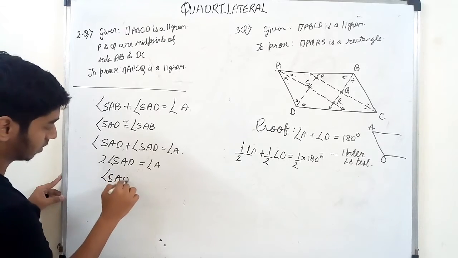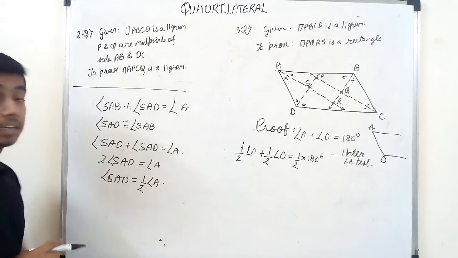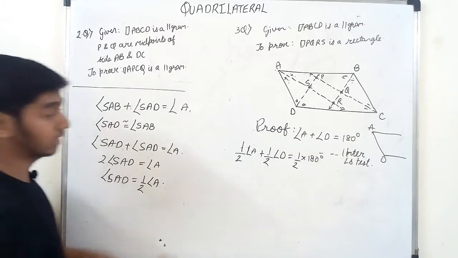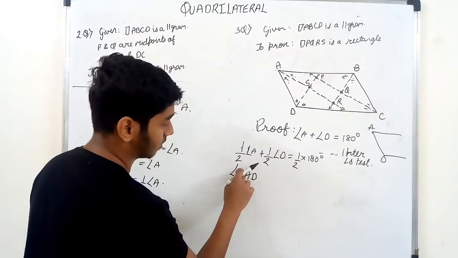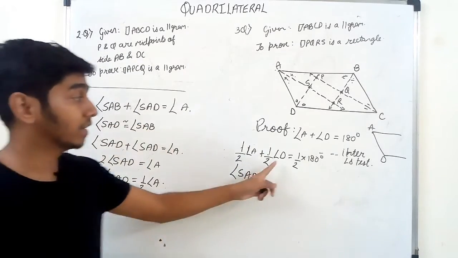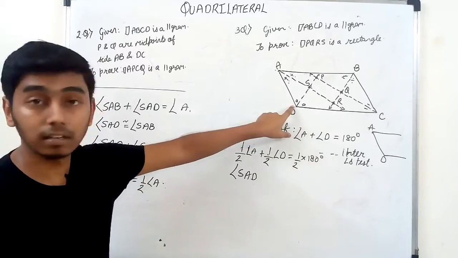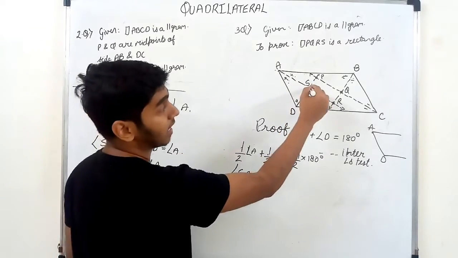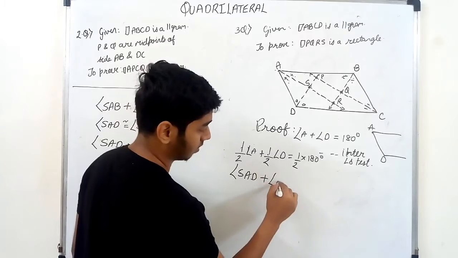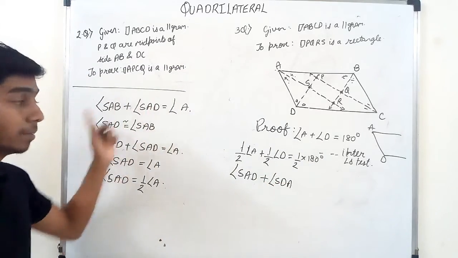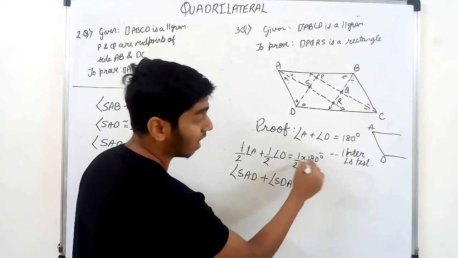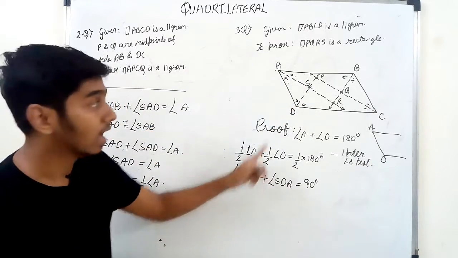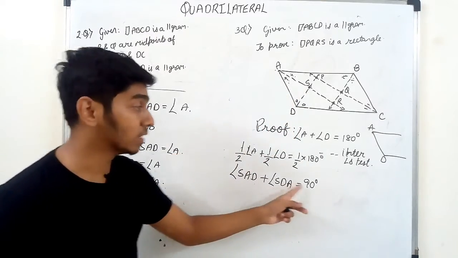Therefore, SAD is equal to half of angle A. So from this, can I substitute half of angle A as SAD? So this will be angle SAD, correct? Same way, can I substitute angle D, this full angle is D, so half of D, as SDA? Similarly, equal to half of 180, which is 90. So from this, what do we understand? SAD and SDA, their sum is equal to 90 degrees.